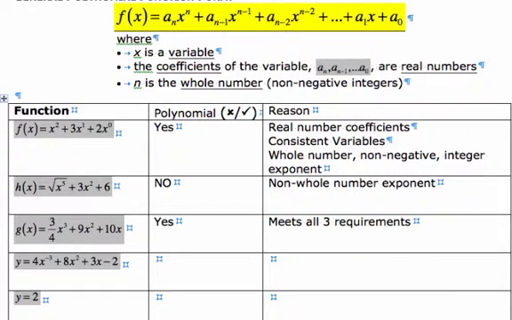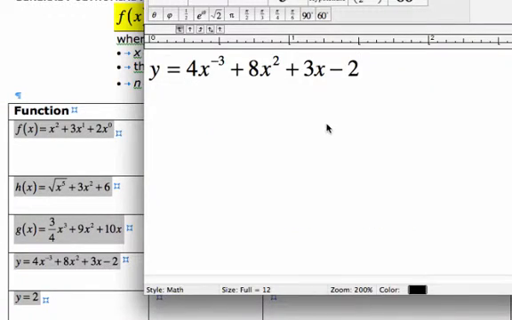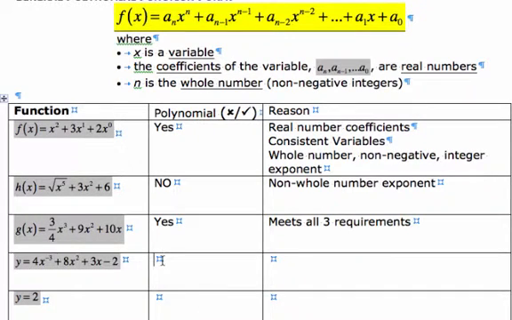Function 4. Take a closer look at this one. Again, we have a constant term. That one's fine. 3x. Okay, that's fine. 8x squared. All right, that's also fine. But we run into the issue here with the first term again. We have a negative exponent. Again, that doesn't meet the requirement for our exponent. So this one is not a polynomial. And again, it has a negative exponent.